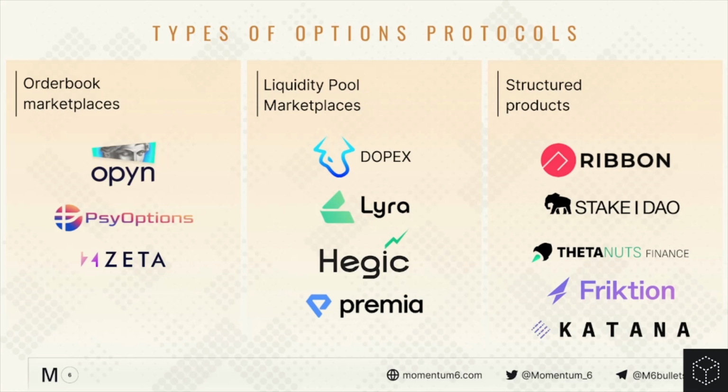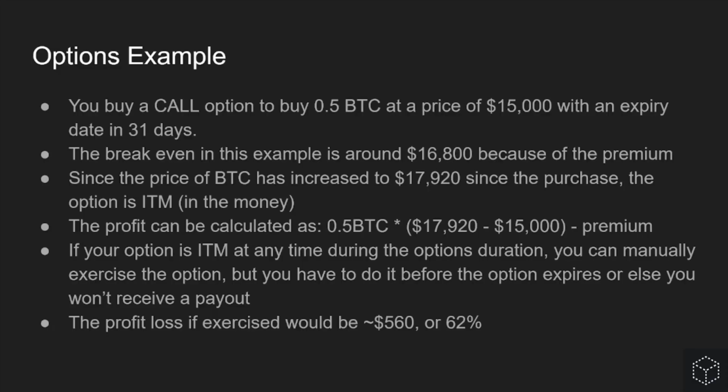So we're going to be talking a bit about some of these: Opyn, Hegic, but there's many options out there for users. I'll go over what options there are at the end, and then how to explore these interfaces and get used to the way these options protocols look.